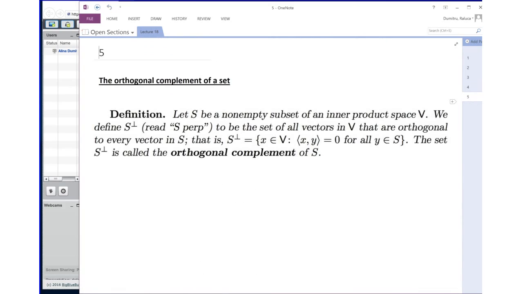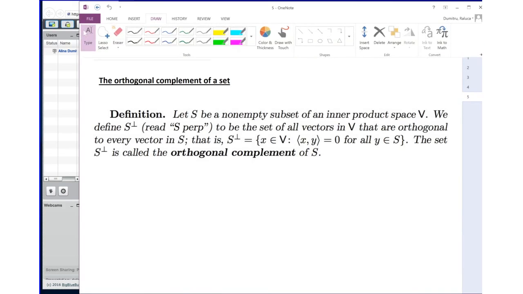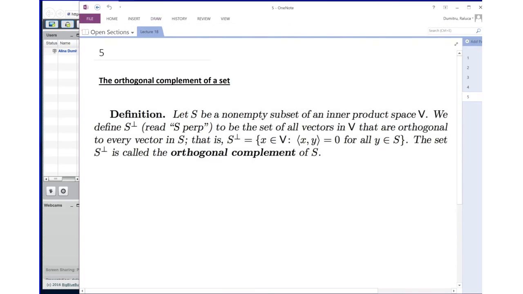The orthogonal complement of a set. So you have your inner product space V, and in there, you just take a set of vectors S. Then by S perp, you mean this thing here: the set of all those vectors X in V that are perpendicular to any vector in S.